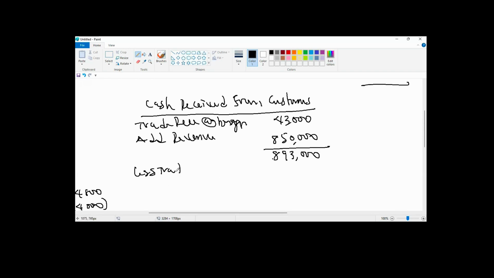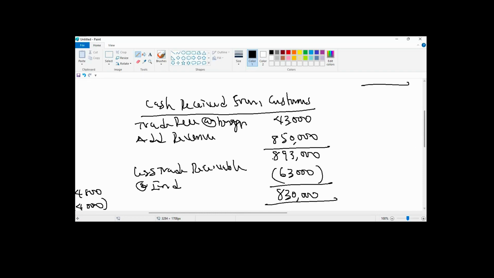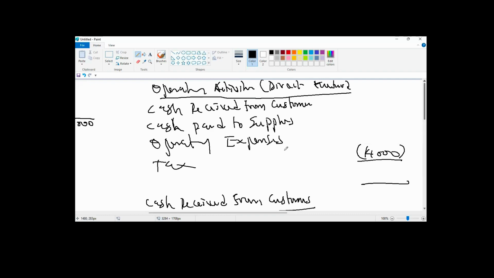Less trade receivable at the end. What is the trade receivable at the end? 63,000. That is it. 893,000 minus 63,000 gives 830,000. 830,000 is the cash received, an inflow. Next, cash paid to suppliers.